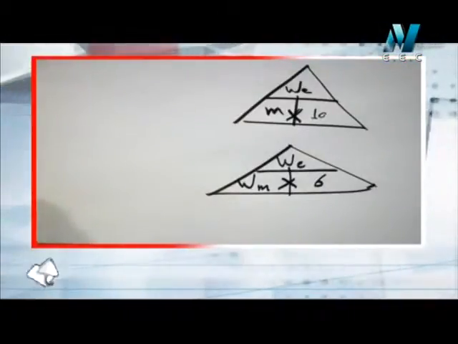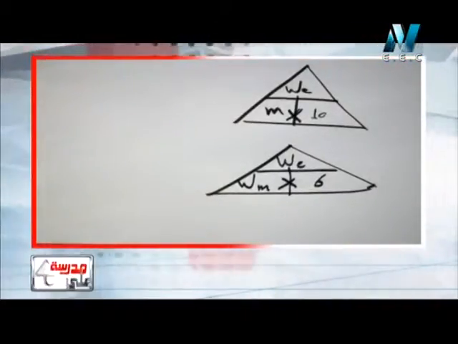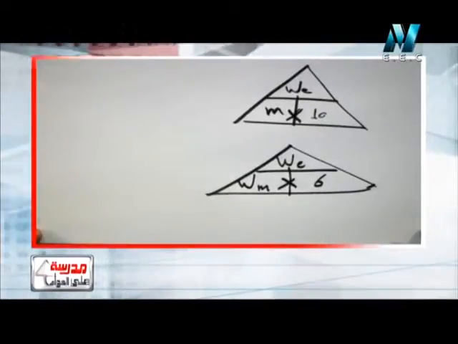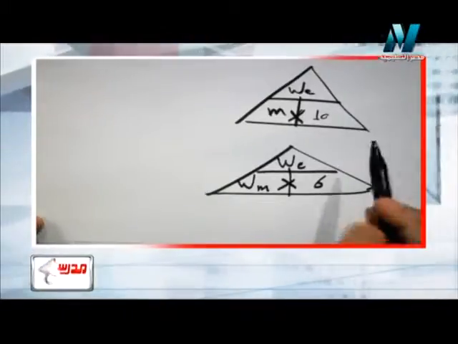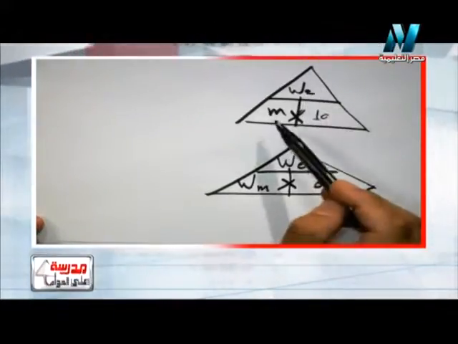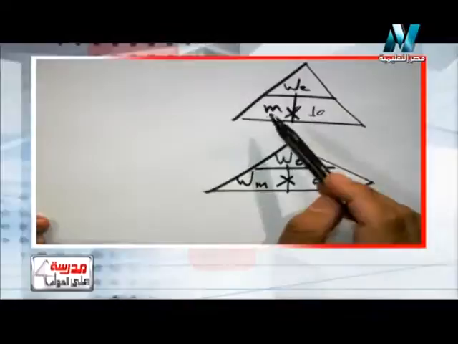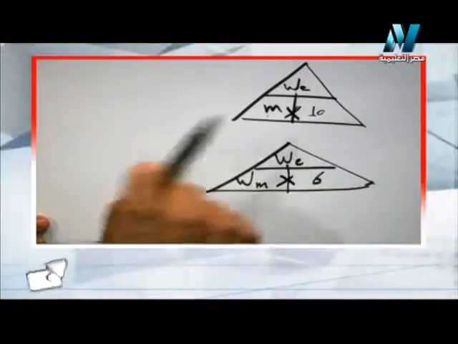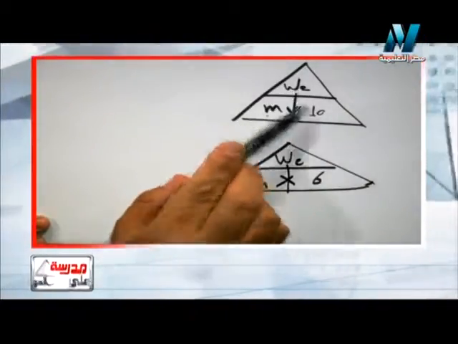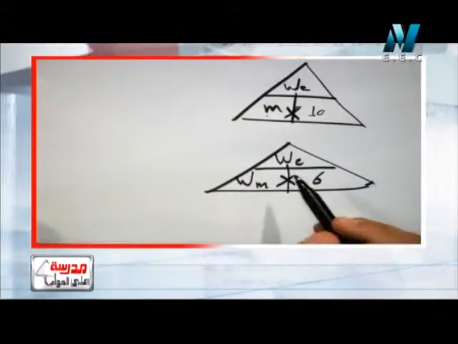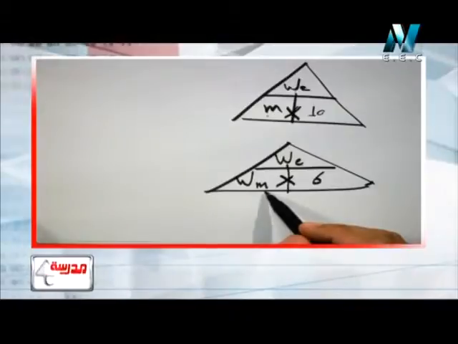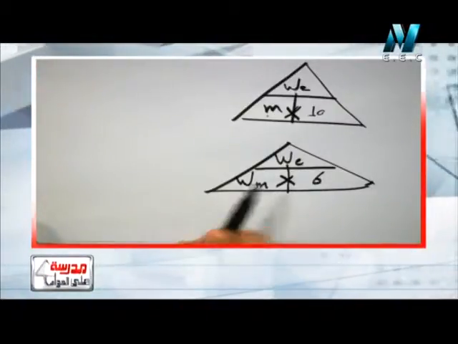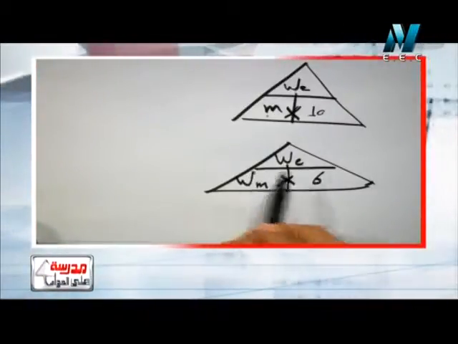Okay, so we have two very important laws to solve problems about mass and weight. The first law deals with weight on the earth: weight on the earth equals mass times 10. But if I need the mass, it will be weight on the earth divided by 10. The second law deals with weight on the earth and weight on the moon. If I want weight on the moon, I will divide weight on the earth by 6.